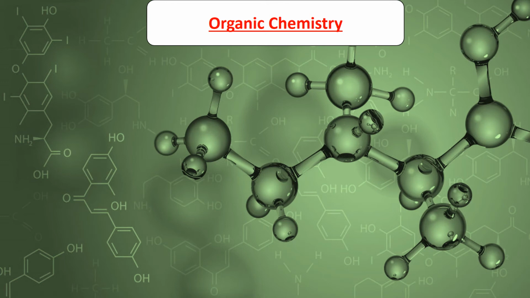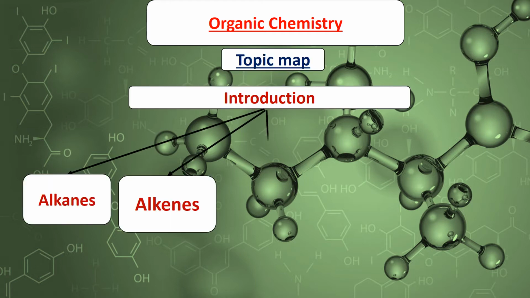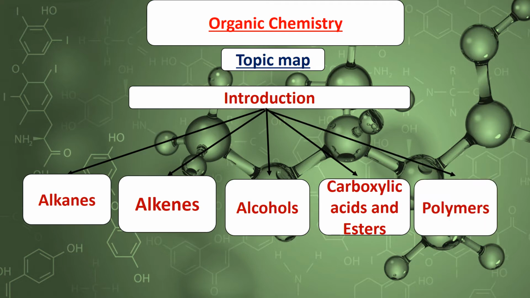Welcome to the conclusion of organic chemistry. So far, we have looked at introduction, alkanes, alkenes, alcohols, carboxylic acids, and esters. In the previous video, we did the first part of polymers, and in this video, we're going to conclude that part as we conclude organic chemistry.